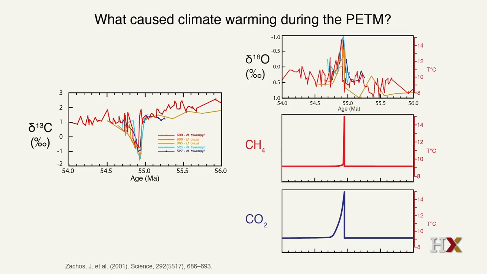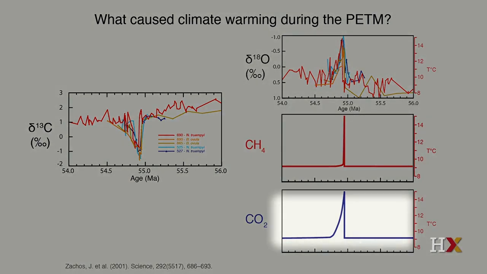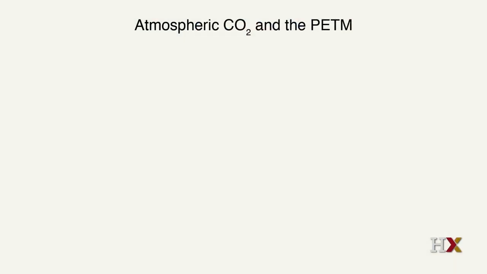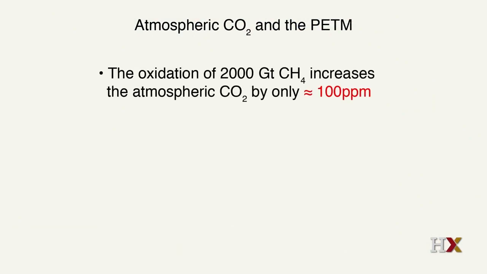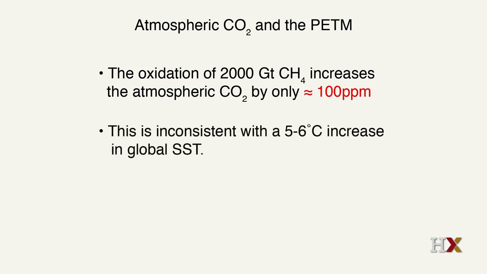So overall, the observations of the PETM are probably best explained with a much larger release of carbon dioxide from organic carbon than a smaller release from methane hydrates. So methane may be the cheapest way to put the least amount of carbon in to explain the warming and the C13 excursion, but it doesn't actually fit the timing that we observe in the sediments. So overall, the oxidation of 2,000 gigatons of methane increases atmospheric CO2 over the longer timescales by only about 100 parts per million. It's inconsistent with a 5 to 6 degree increase in global sea surface temperature.